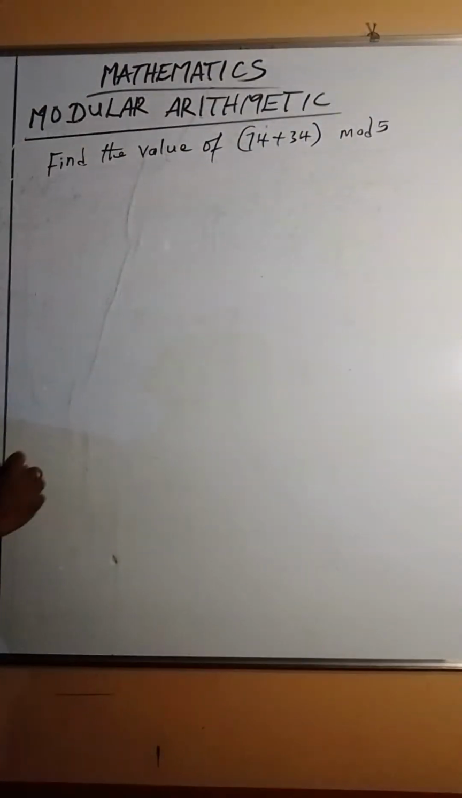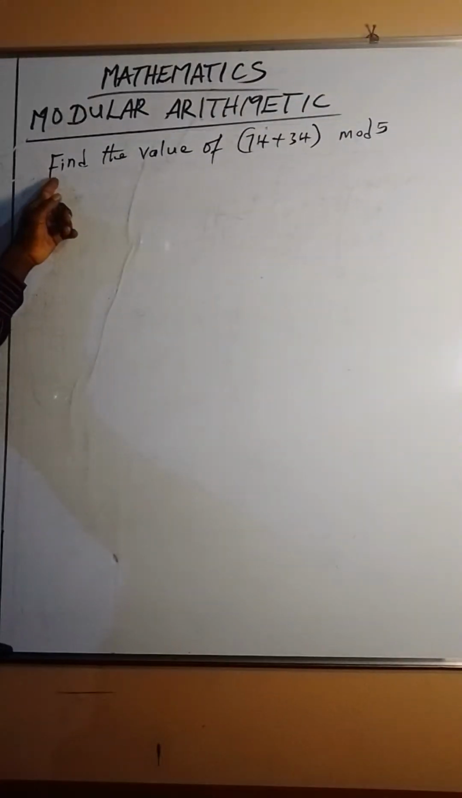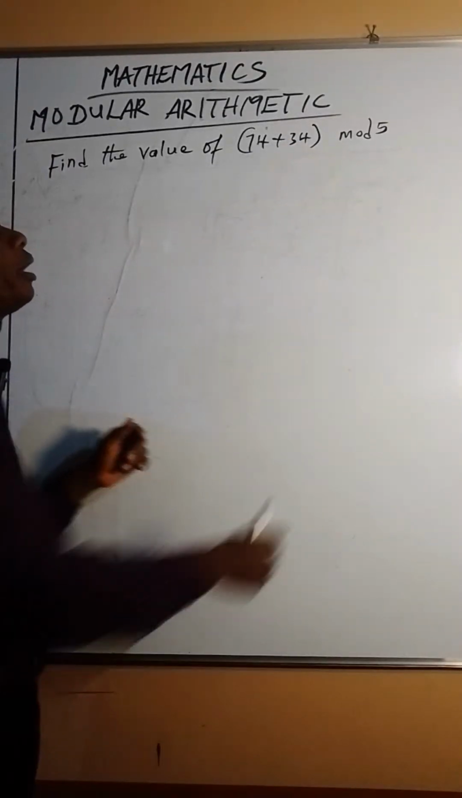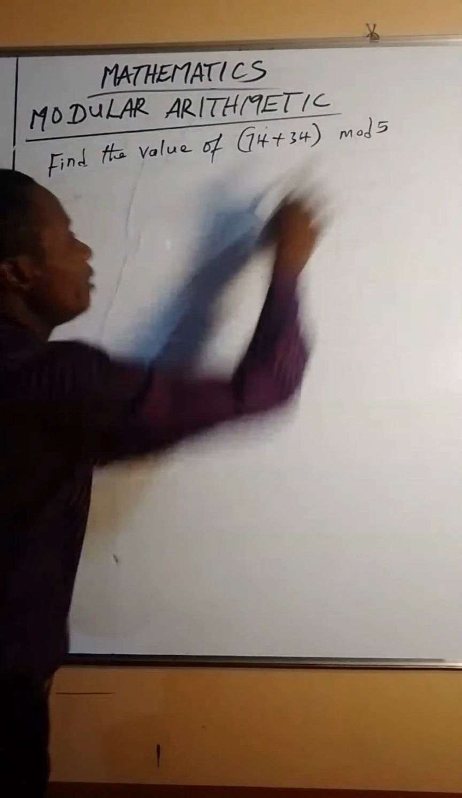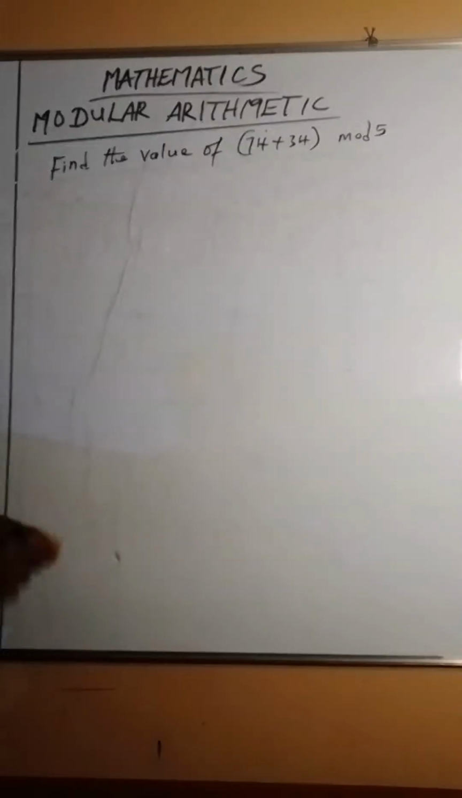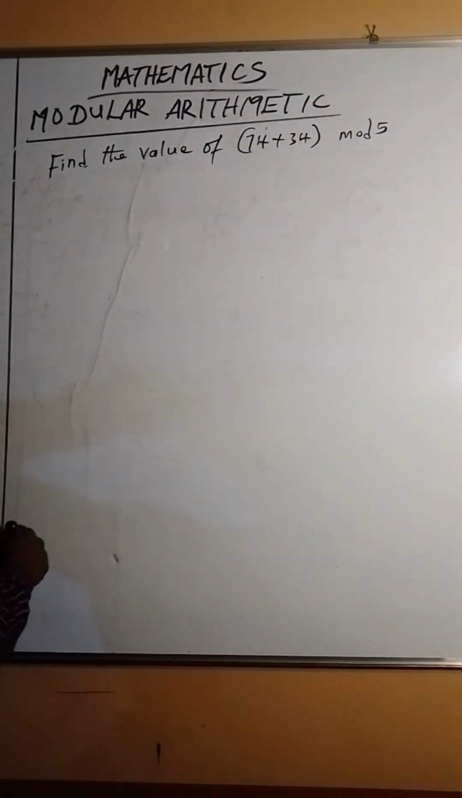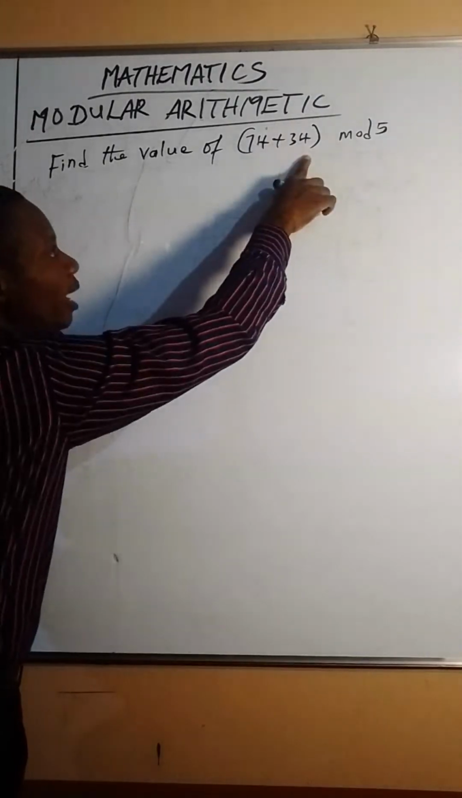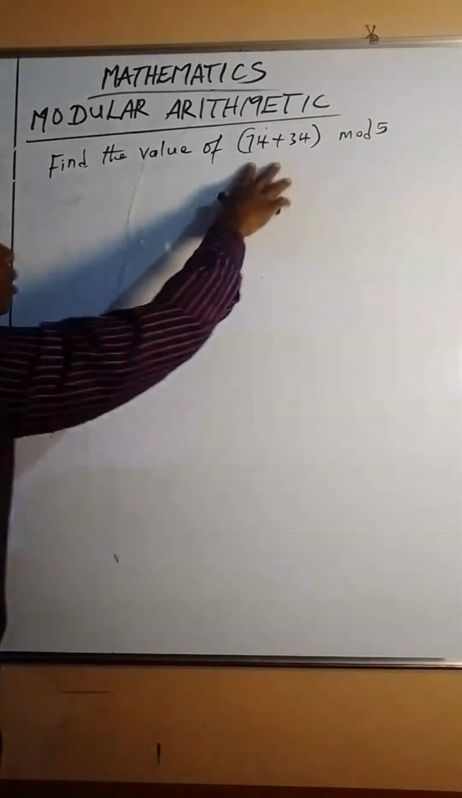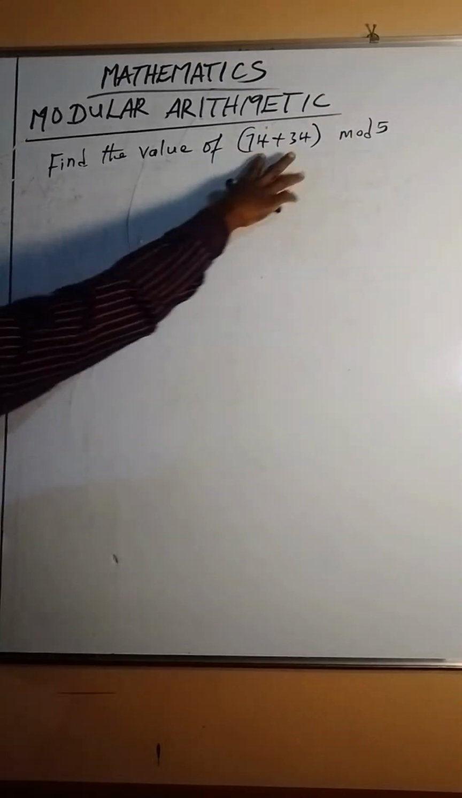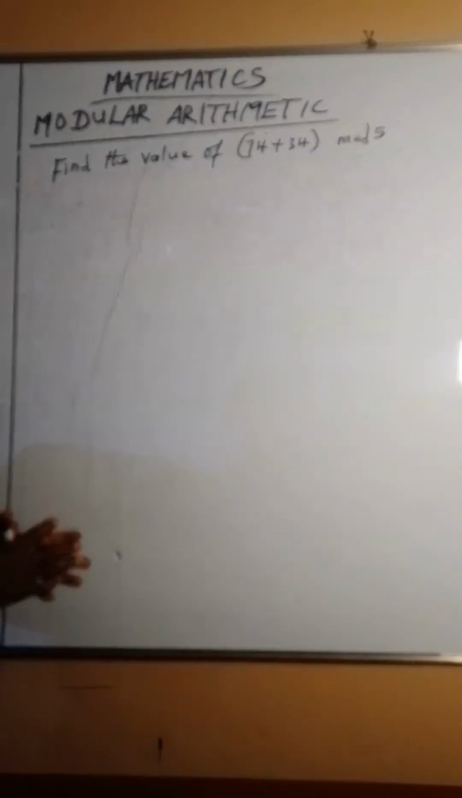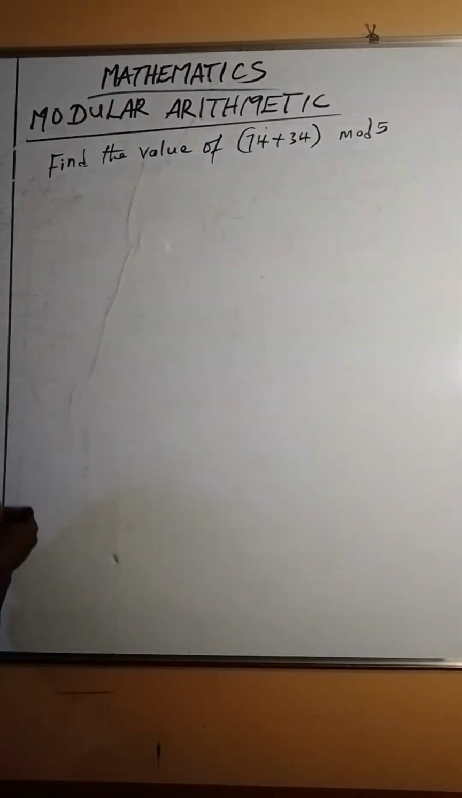So this is the second question. Here we are told to find the value of 74 plus 34. This time it is in mod 5. So it is still as simple as the first one. Here the values are given directly. We have to add these two together and divide by 5. After adding together, we divide by 5, and whatever we are left with as the remainder becomes the answer to this particular question.